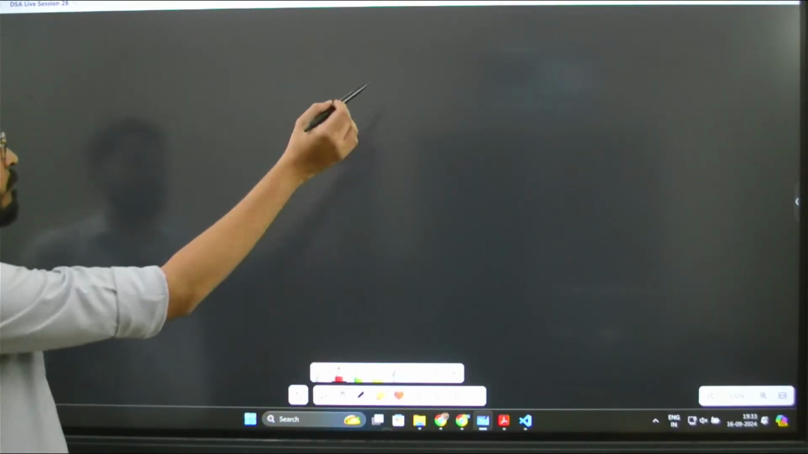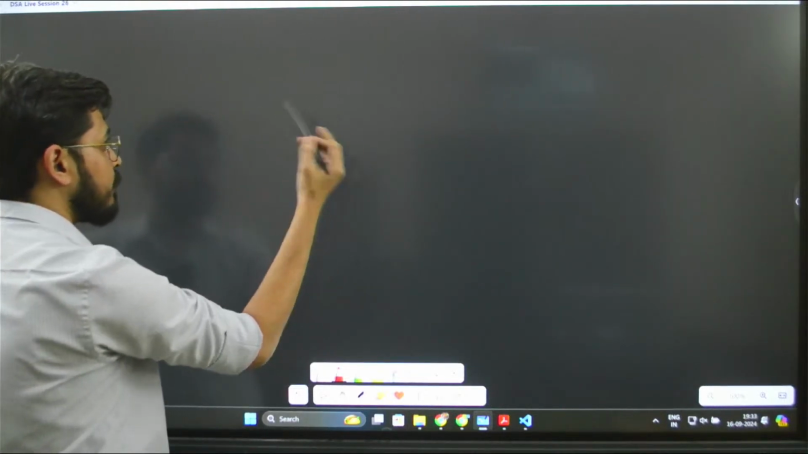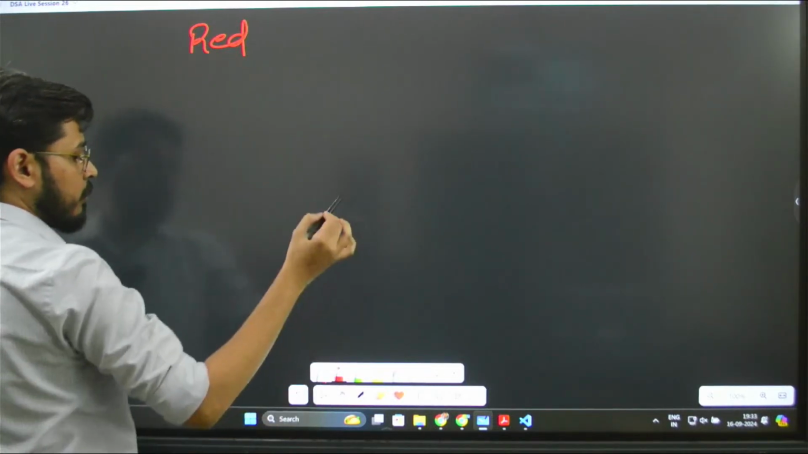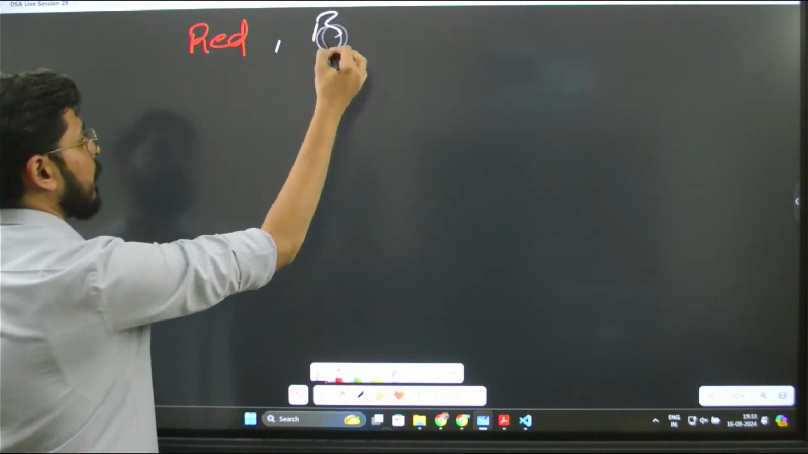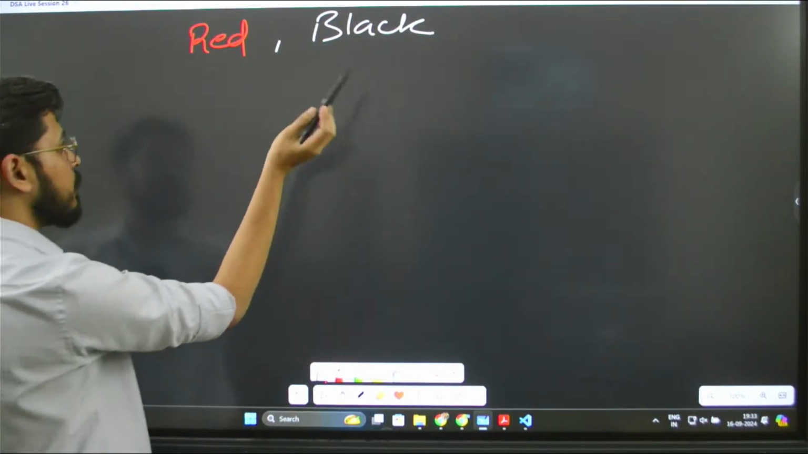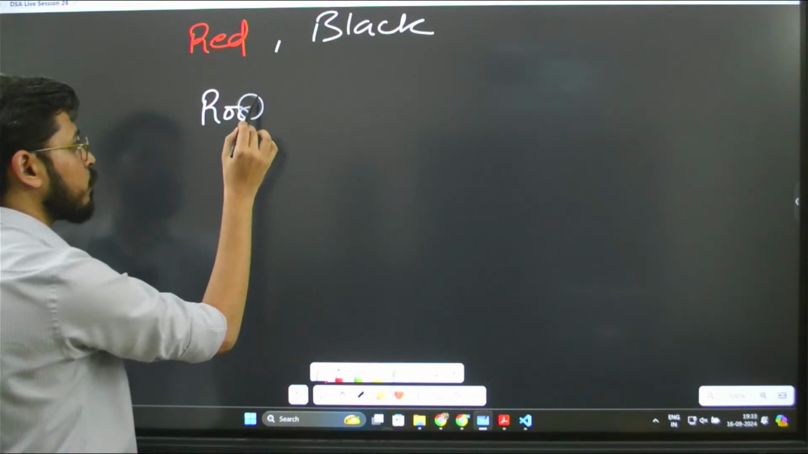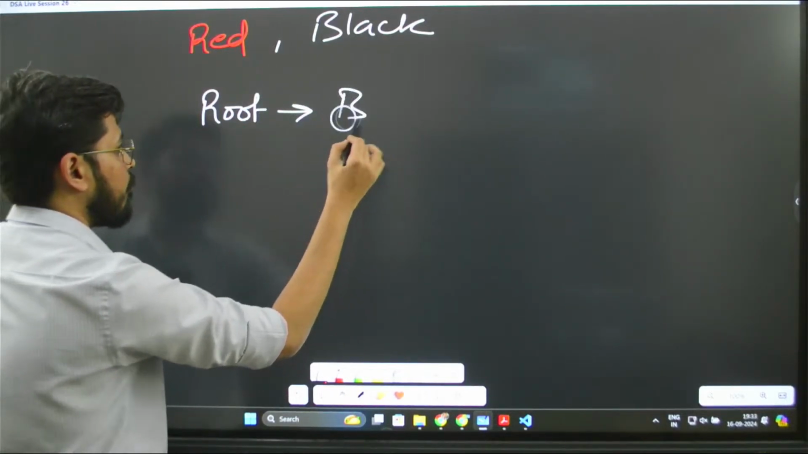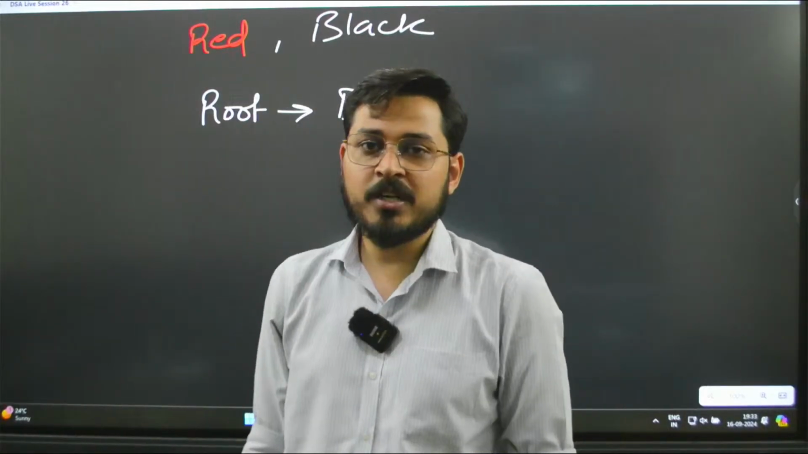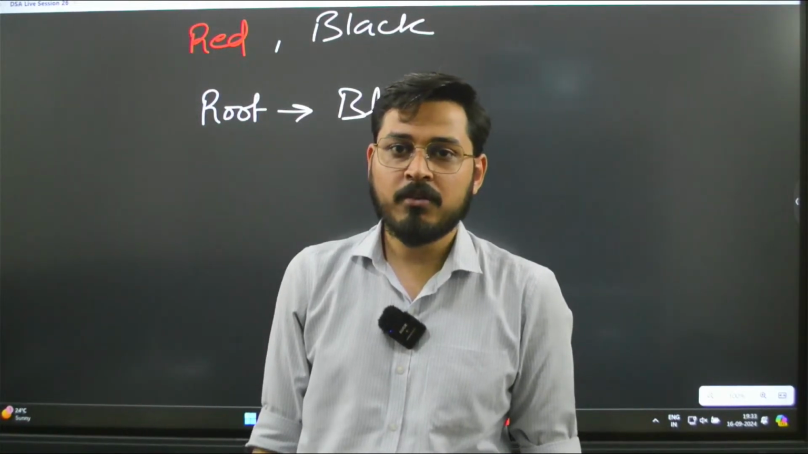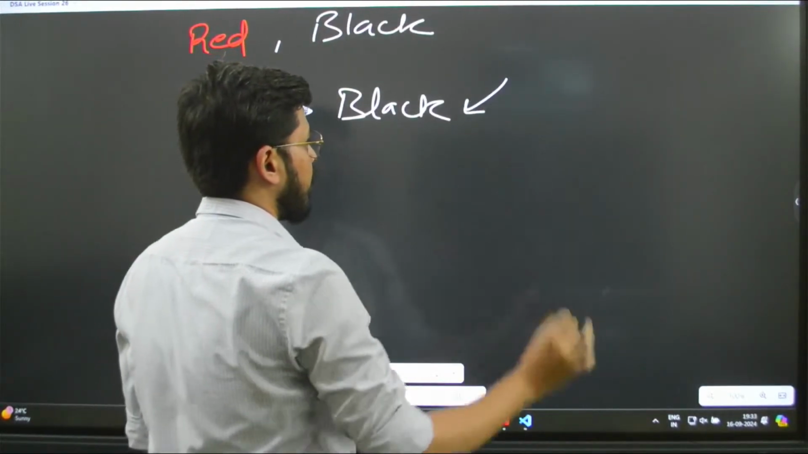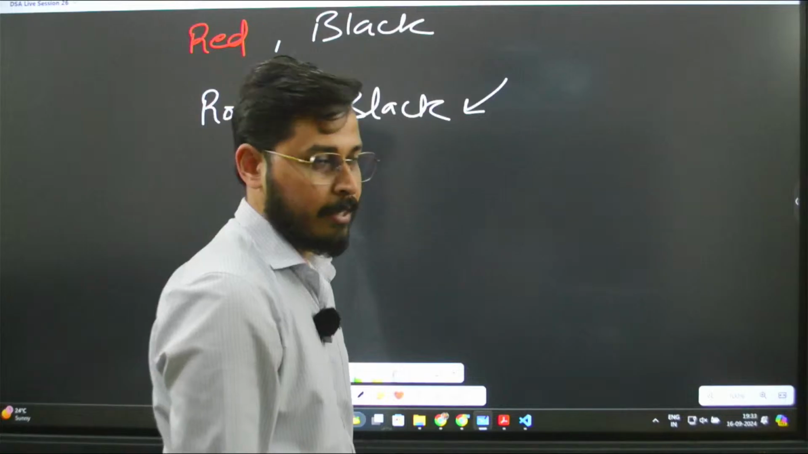Okay. So in a red and black tree, just 2 colors are used, red and black. Now the first basic rule is the root is always black. The root is always black. So we will write the concept of black also. This will be fixed black. The root will be black.